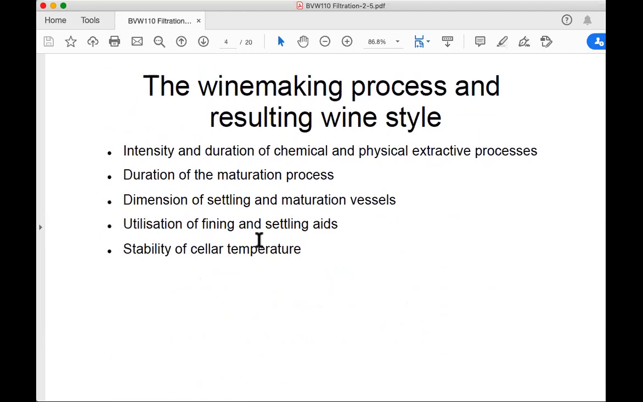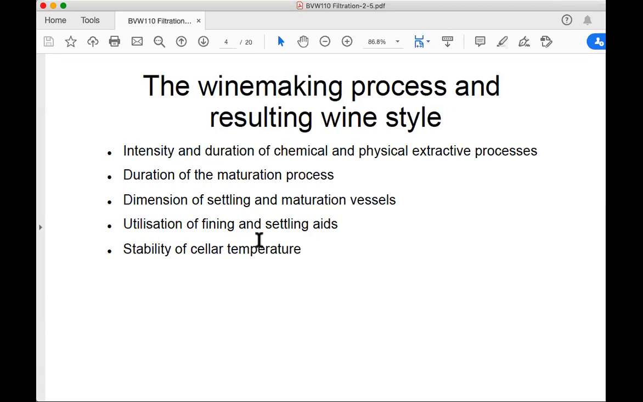One of the themes of this subject has been the importance of time as an ingredient, and the duration of the maturation process is a great summary of that, if you like. What we're talking about is all of those chemical and physical processes taking place during maturation that are creating a relatively stable solution. So all of the things that are going to flocculate over time, all of the things that are going to form stable molecules in solution.